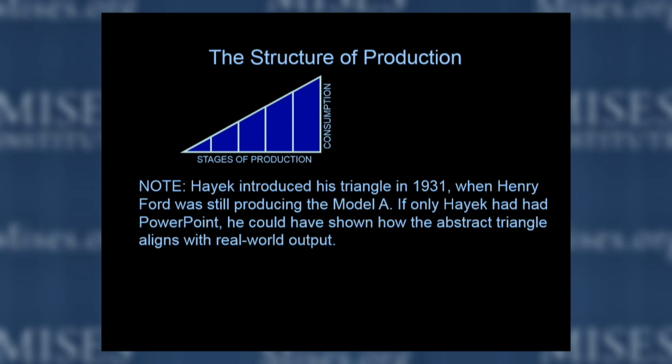Oh, here's a note. Hayek introduced the triangle in 1931 when Henry Ford was still producing the Model A. Model A was produced between 28 and 31, if you don't know. I think you should know that. If only Hayek had had PowerPoint, he could show how the abstract triangle aligns with the real world output. Let's see.